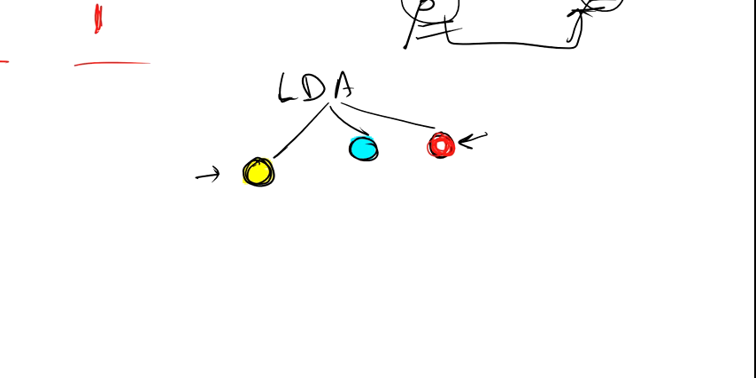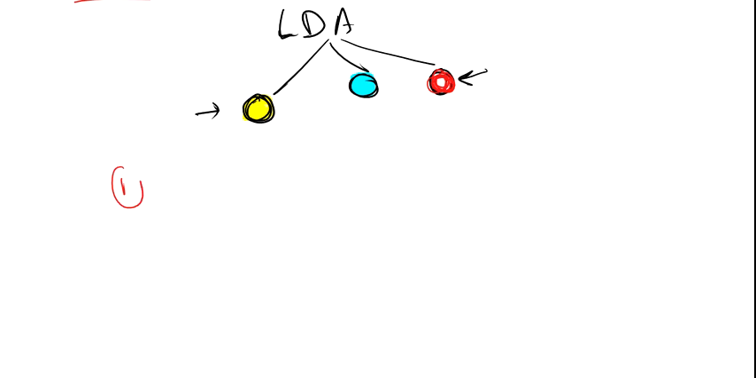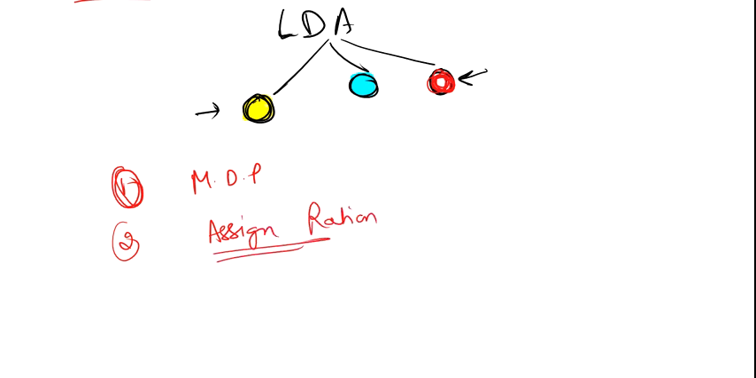But if you see our current and modern LDA, it has two major objectives. One, write down, is to measure default probability, and the second one is to assign rating. These are the two main objectives of LDA in the current scenario.